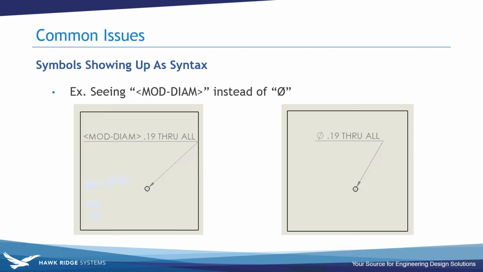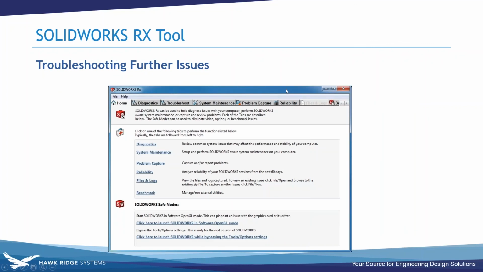So one more thing that I want to talk about here. We've covered most of the issues, or all of the issues that I was going to cover today, but there's one more thing I'd like to talk about, which is the SOLIDWORKS RX tool. This tool is actually pretty useful if you're encountering an issue. You can record the issues you're encountering and reproduce them, and you can package them with some log files that you can forward to support if need be.